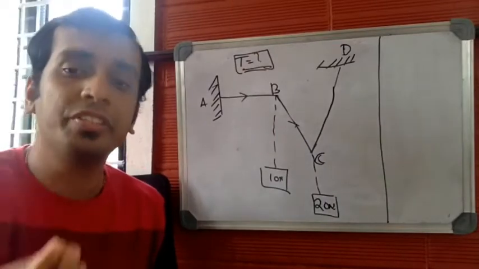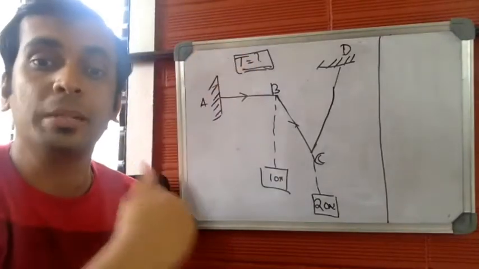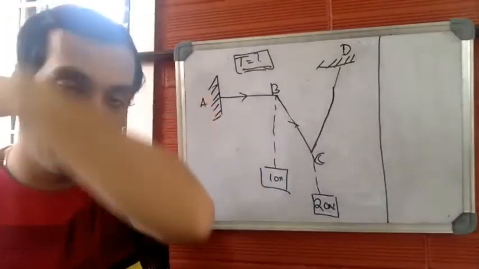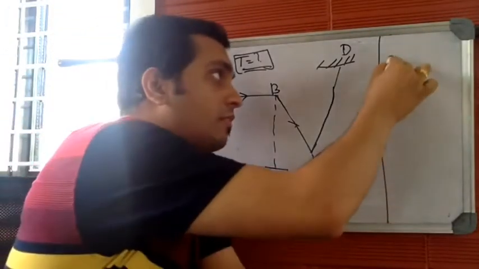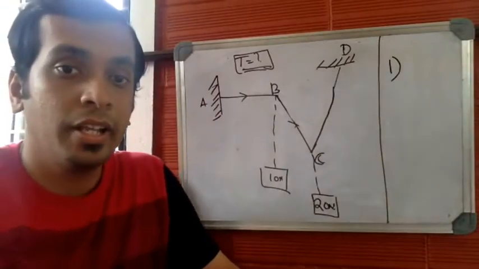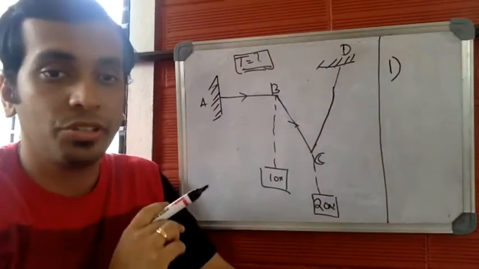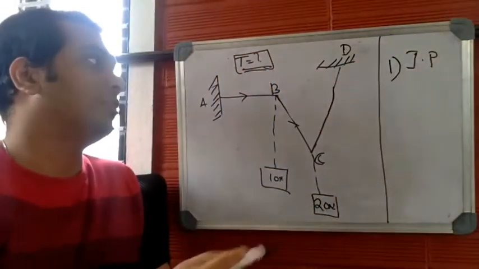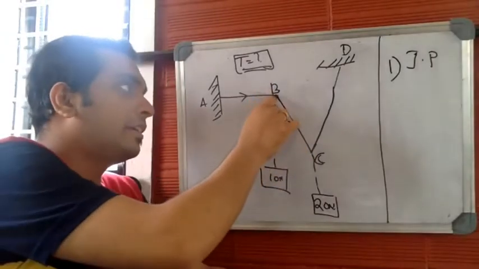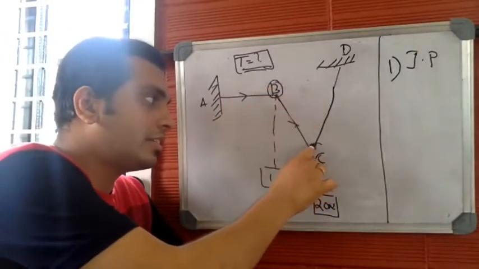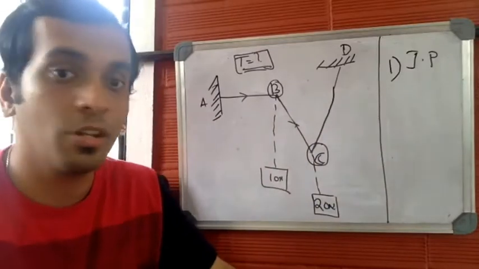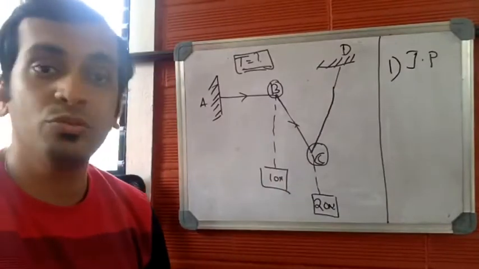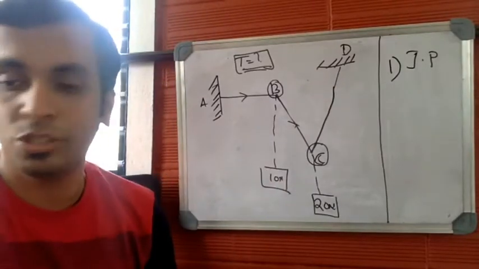In order to find the tension which runs through all the cable segments, you have a number of steps to be followed. Let us go through all the steps in detail. So step number one is to identify the junction points. How many junction points do we have here? B is the first junction point and C is the second junction point. There are only two junction points. A and D are the supports. We are not interested in supports. So B and C are the two junction points.